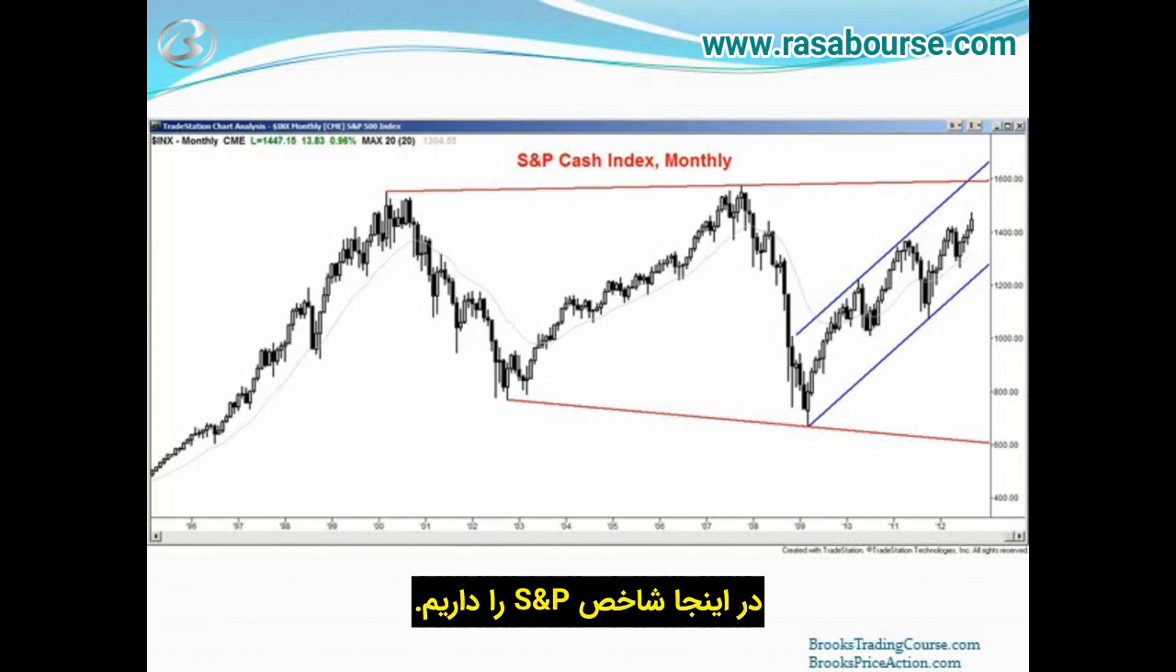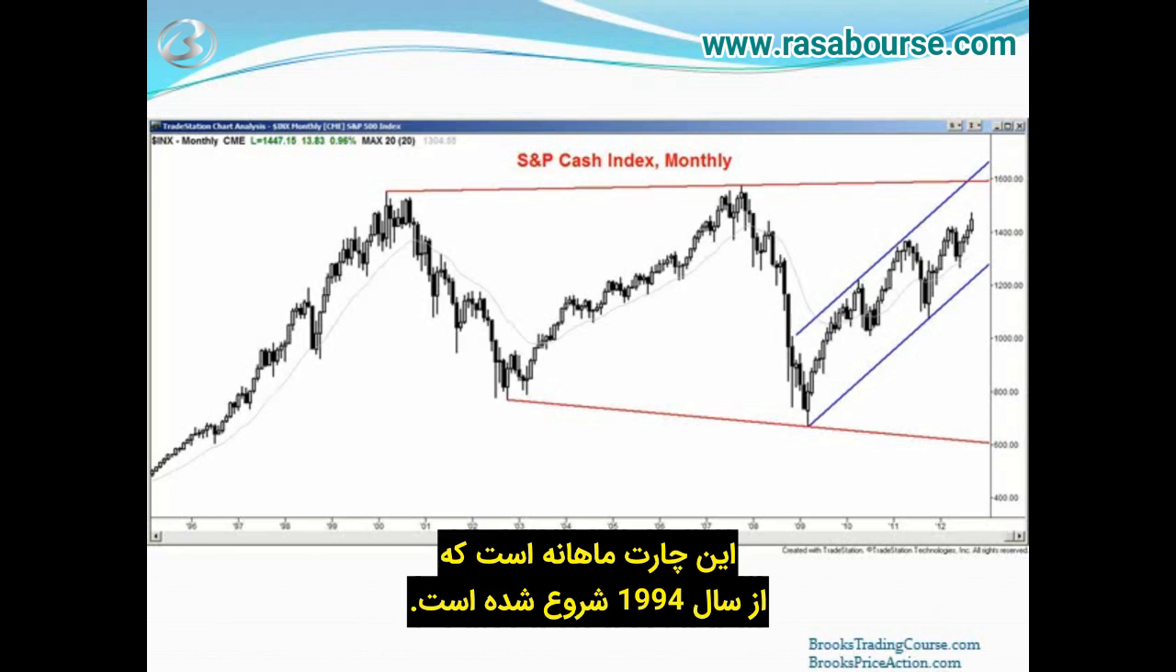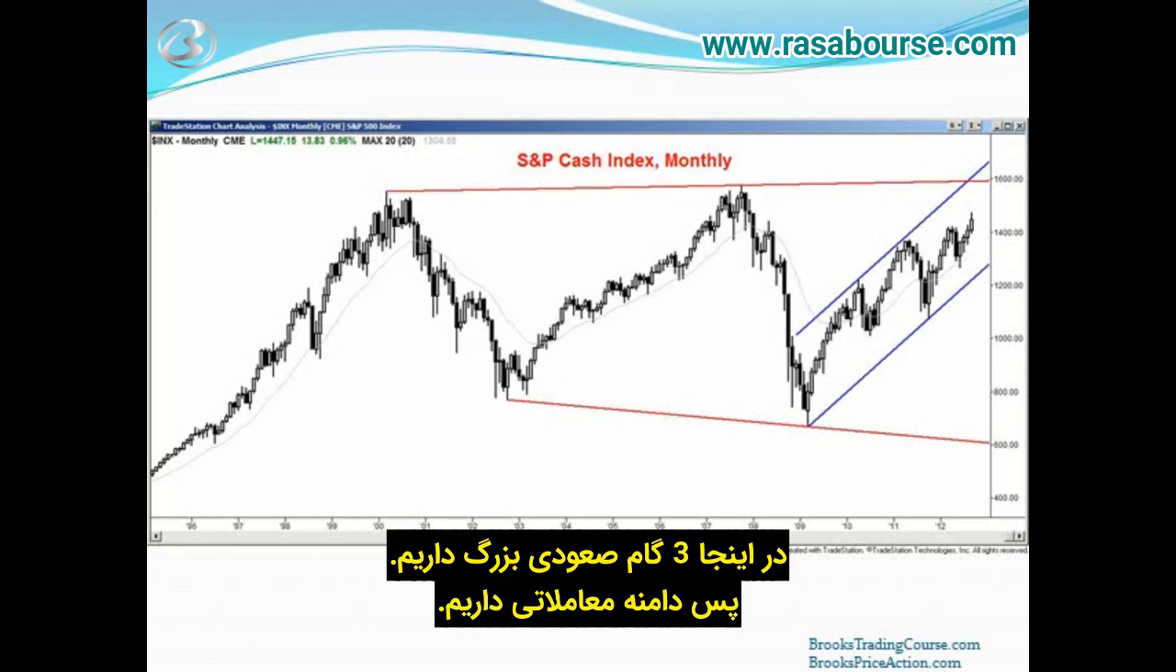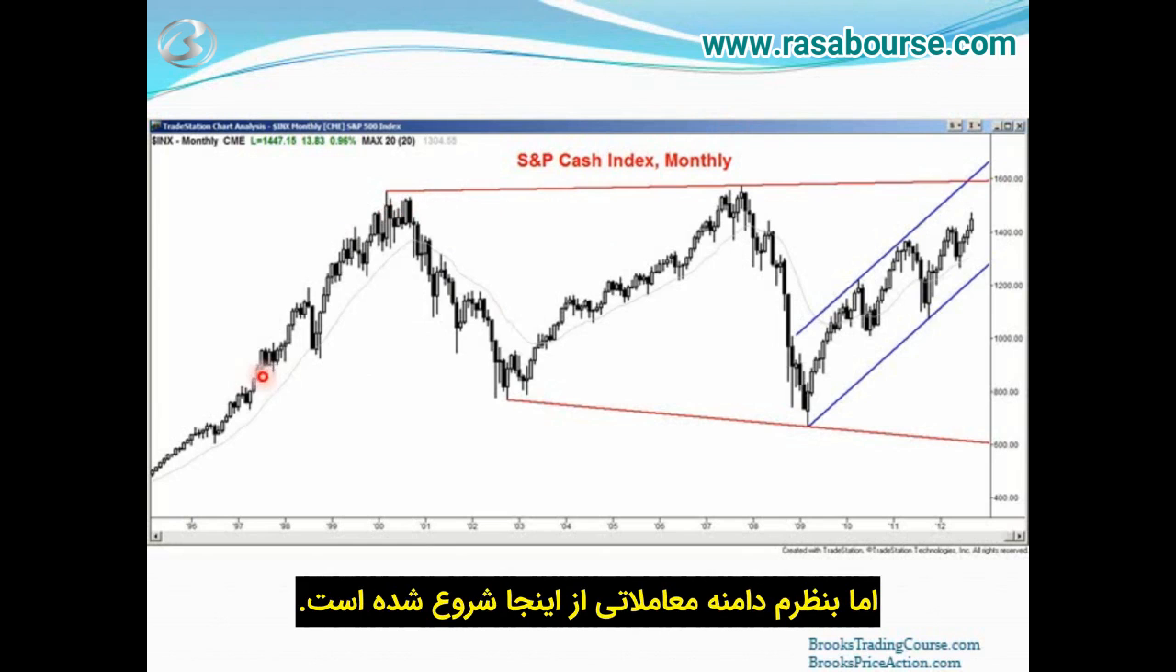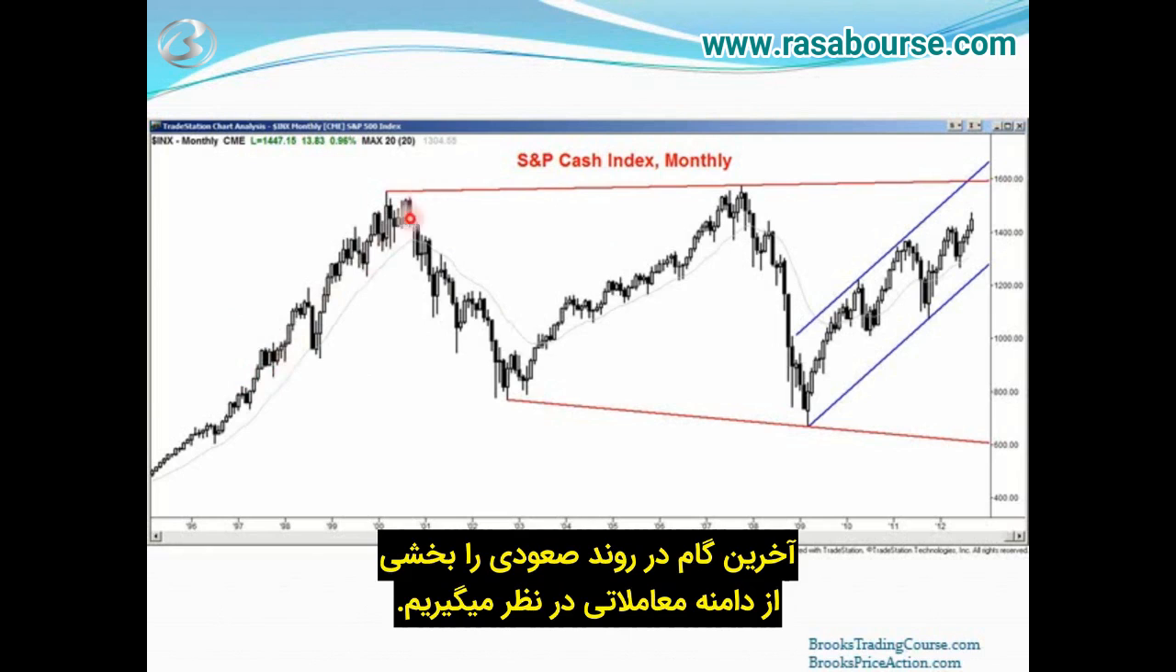S&P cash index. Okay, this is the monthly chart going back to 1994 or so, and you can see 3 big pushes up, a trading range. So we've been in our trading range, at least from here. I would argue that the trading range began here. The last leg of the bull channel is part of the sideways movement.